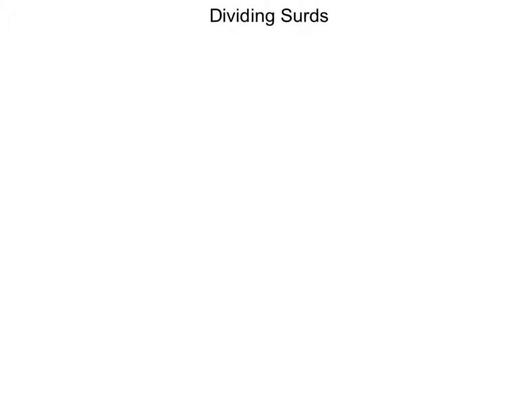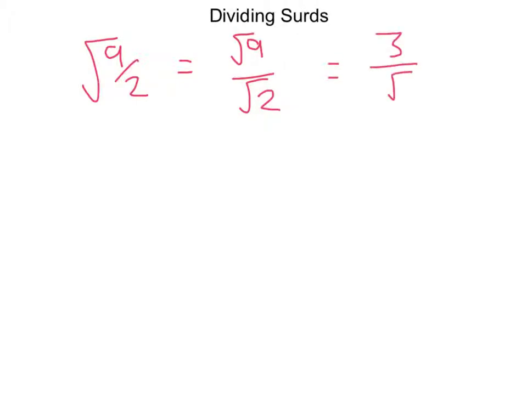If we're dividing surds, we follow another simple rule. If we've got a fraction such as 9 over 2 and we're taking the square root of it, we can rewrite that as the square root of 9 divided by the square root of 2. But in this case, of course, the square root of 9 is 3, so we would simplify it further to 3 over root 2.